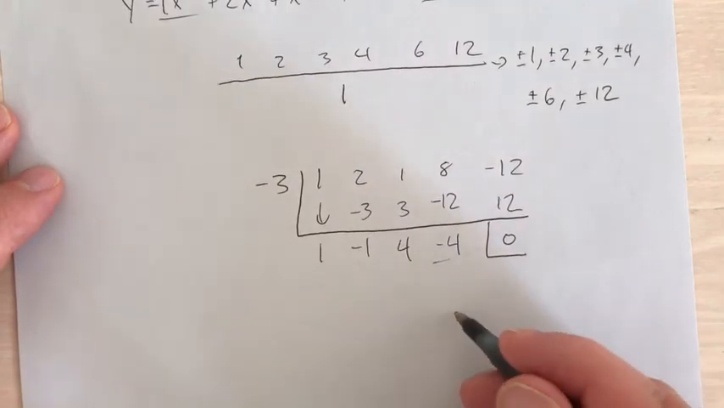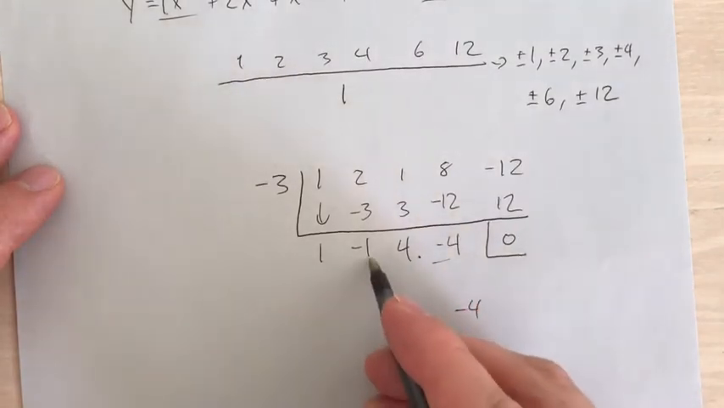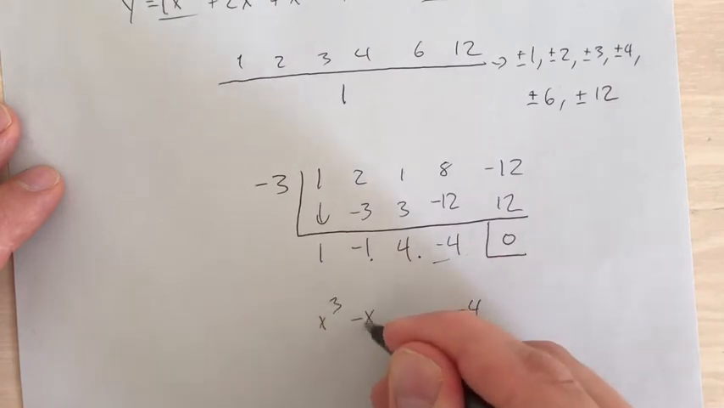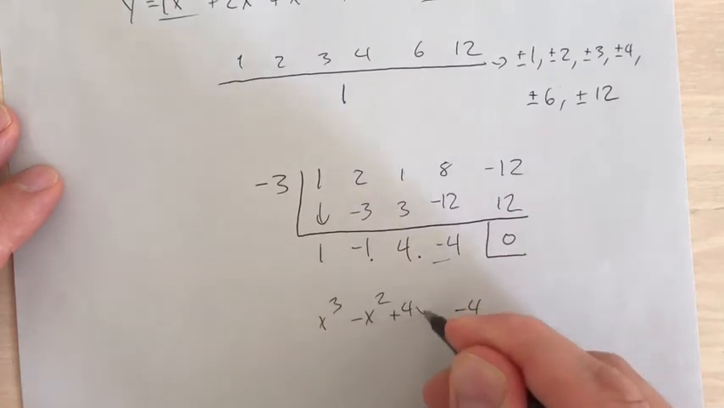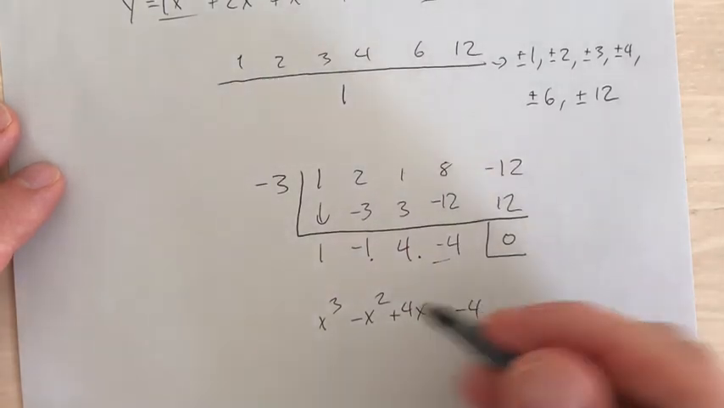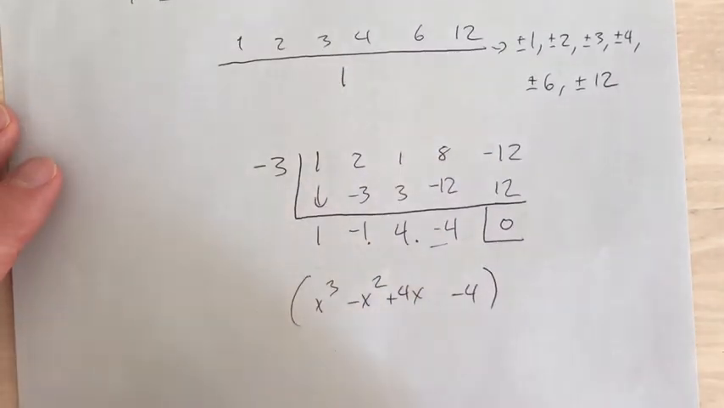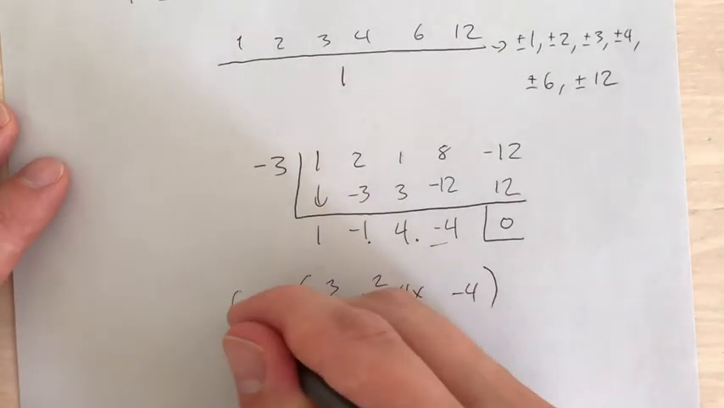So this would be negative 4. This would have been x squared, x cubed. So it would be x cubed minus x squared plus 4x minus 4. And then the factored version of this would be x plus 3.